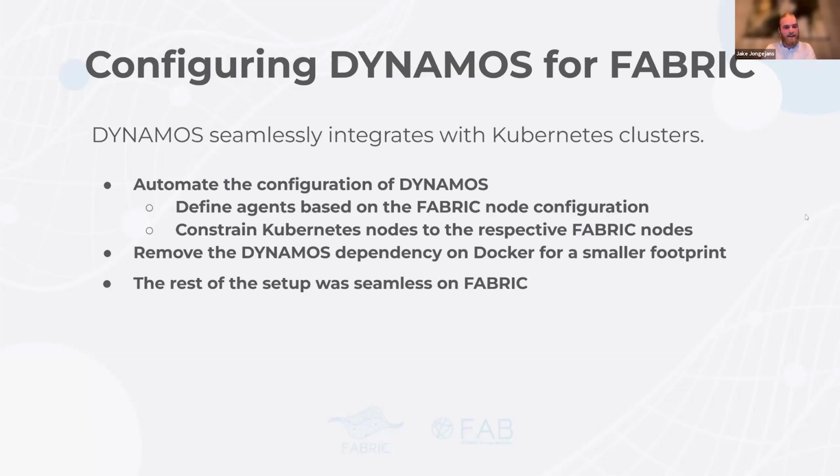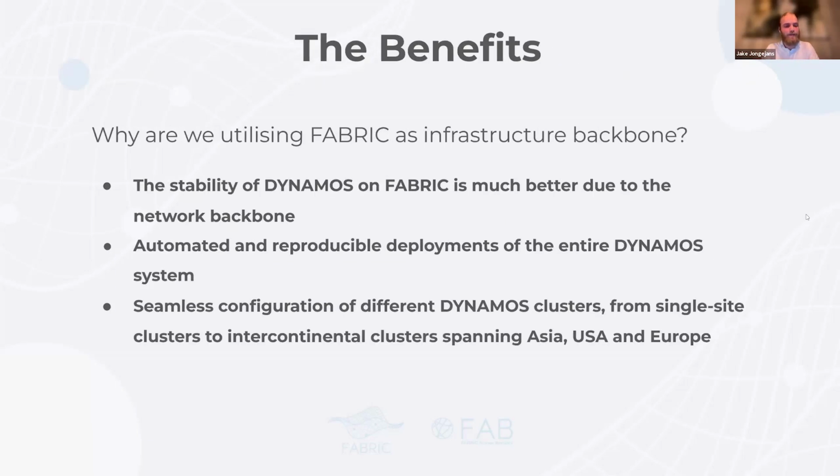So if we go to the next slide, we can see a few bullet points with the main benefits that we've noticed while using Fabric as our infrastructure backbone. The first one is really the stability of dynamos. We see that it is very stable because of the very high bandwidth network backbone that Fabric has, which means that all of the messaging between nodes just works instead of having some things not work out as well or maybe fail to deliver.